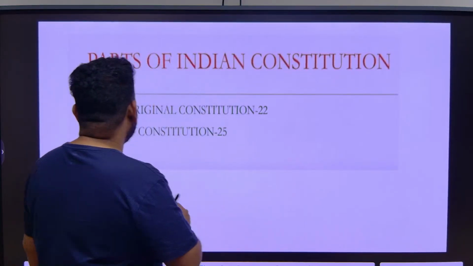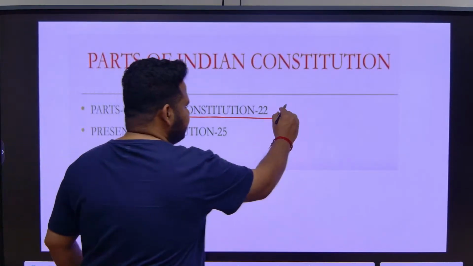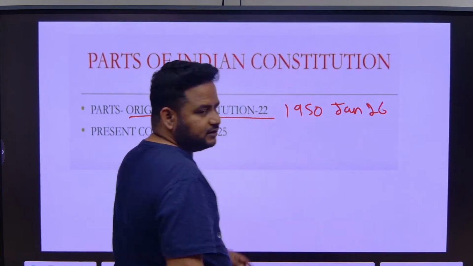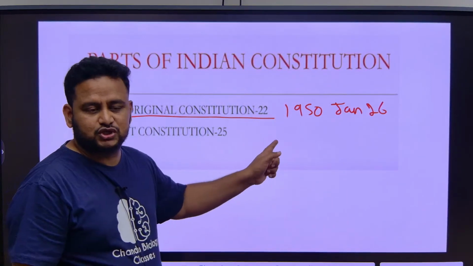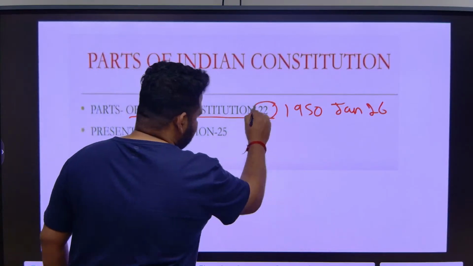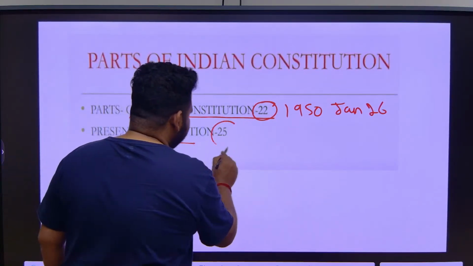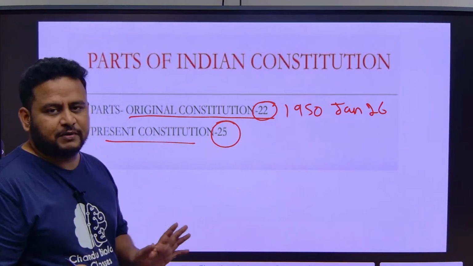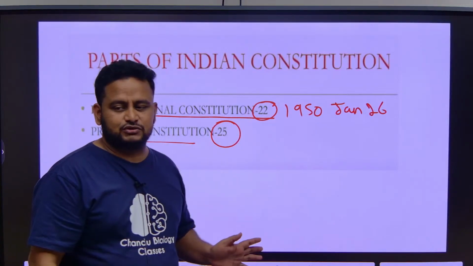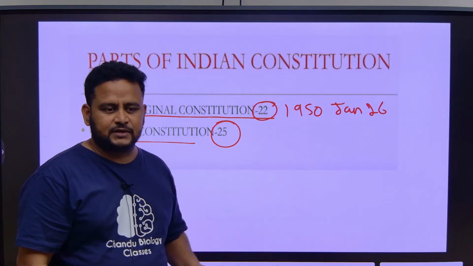As you can see, the original Constitution. What do you mean by original Constitution? The Constitution as of 1950 January 26. Whenever I use the word original Constitution, it is the Constitution of 1950 January 26. At that time, we had 22 parts. How many parts were there? Original Constitution, 22 parts. But as of now, in the present Constitution, we have 25 parts. But we are not bothered about 25 parts, we are bothered about 22 parts. Questions are coming from the original Constitution. What are the important parts that are there? Those 22 parts we have to go through and also remember.